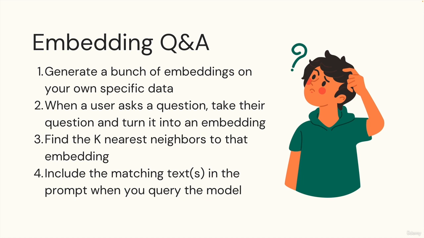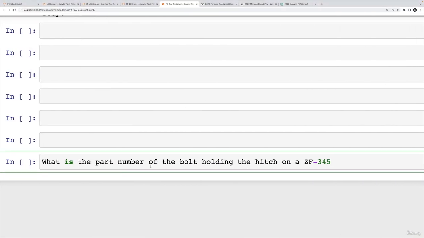We'll say, here's some context to help you answer a question. And then we finally throw in the user's question at the end that says, what is the part number of the bolt holding the hitch on a ZF345? So it will look like, hopefully if it all works well, it will look like GPT-4 knows about or was trained on our data. But in reality, it knows nothing about our information unless we provide it in the prompt.